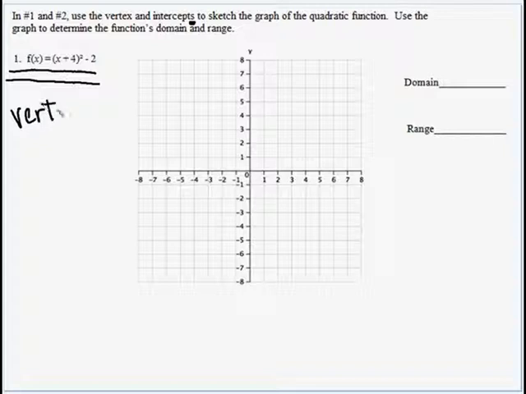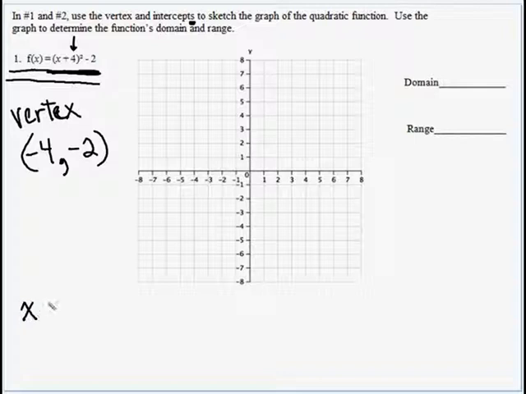So the vertex is easy enough to pluck out of that standard form. And we can see here our x-coordinate is going to be -4, and our y-coordinate is going to be -2. Next, I usually go after the x-intercepts. To find the x-intercepts, we want to set the equation equal to 0.